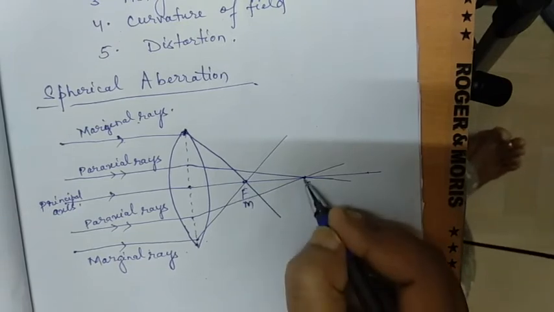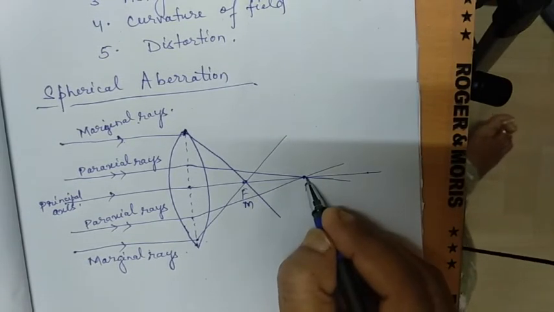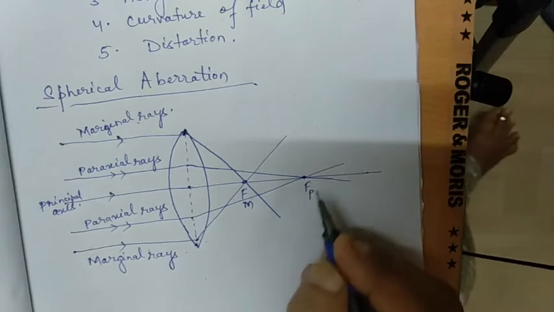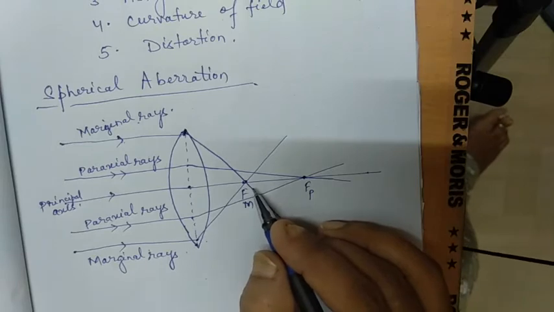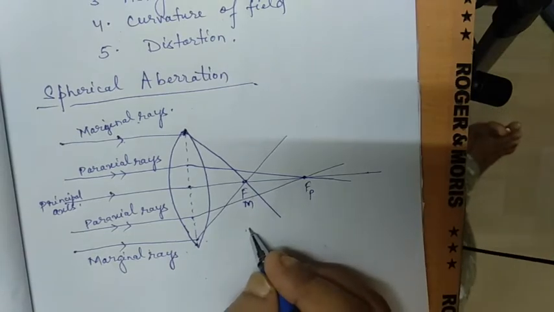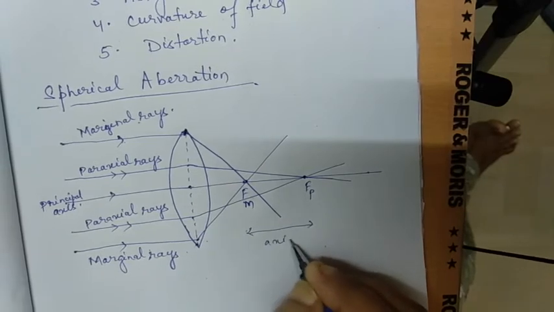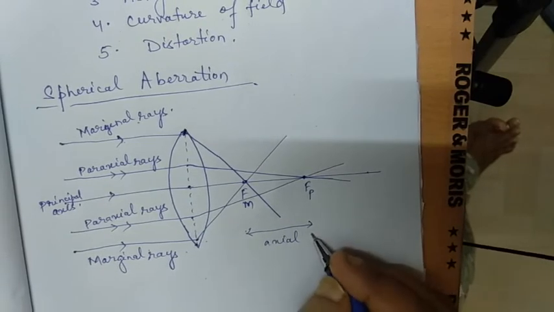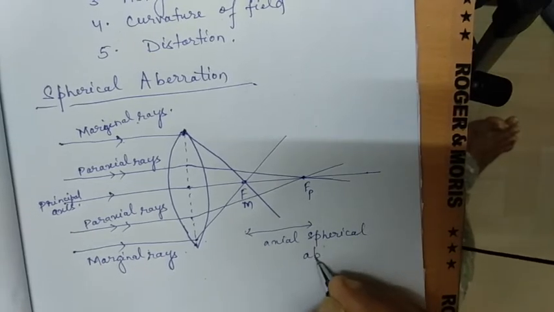Now here, between these 2 points, you observe the axial spherical aberration, or you can say the longitudinal spherical aberration. So this region from here to here, you observe the axial spherical aberration.